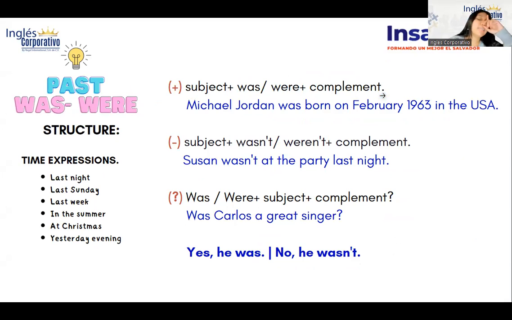Si usted quiere decir, fíjese bien, que Michael Jordan nació en febrero de 1963 in the USA, lo tiene que decir de esta manera. Si usted quiere decir, yo nací en su fecha de cumpleaños, tiene que decir on el mes y el año de su nacimiento. Veamos. Evelyn, ¿cuándo nació? ¿Puedo decir Evelyn Pérez o puedo decir I was born on? No, I was born. Ok.